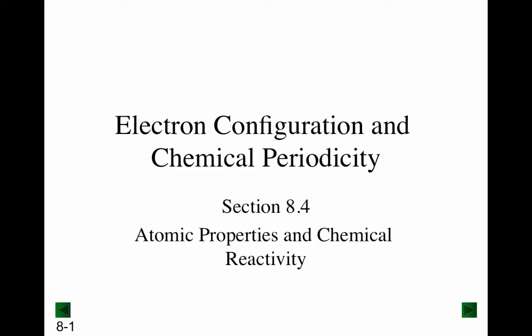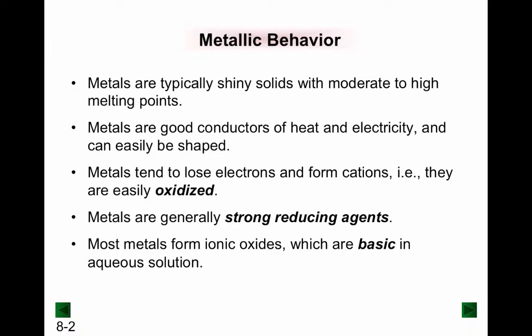Chapter 8 continued, Electron Configuration and Chemical Periodicity, Section 8.4, Atomic Properties and Chemical Reactivity. In this section, we will see how the properties we just discussed affect or influence metallic behavior. We will also use atomic properties we just discussed to determine the type of ion an element can form.